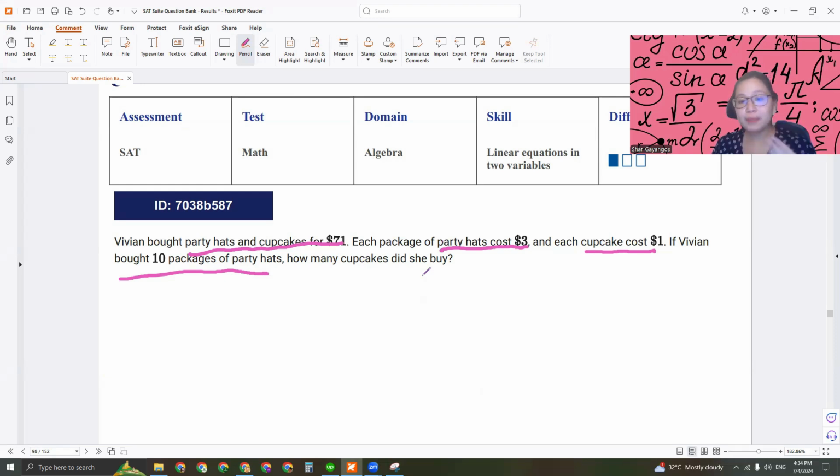Your instinct would be working backwards, and that is correct. All you have to do is figure out that if Vivian bought 10 packages of party hats and each costs $3, she spent $30, right? And then go back to 71, meaning she spent $41 on cupcakes. Since one cupcake costs $1, that implies she bought 41 cupcakes. So we already answered the question, but for the answer key's sake, let's visualize this.